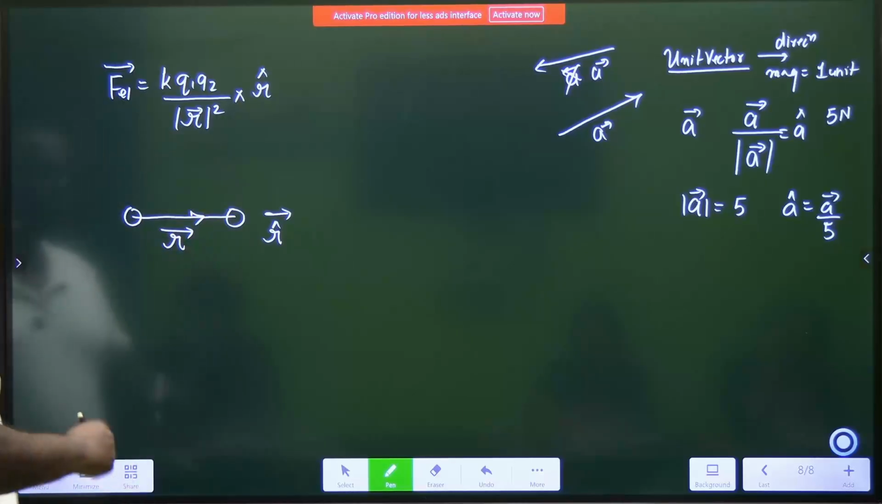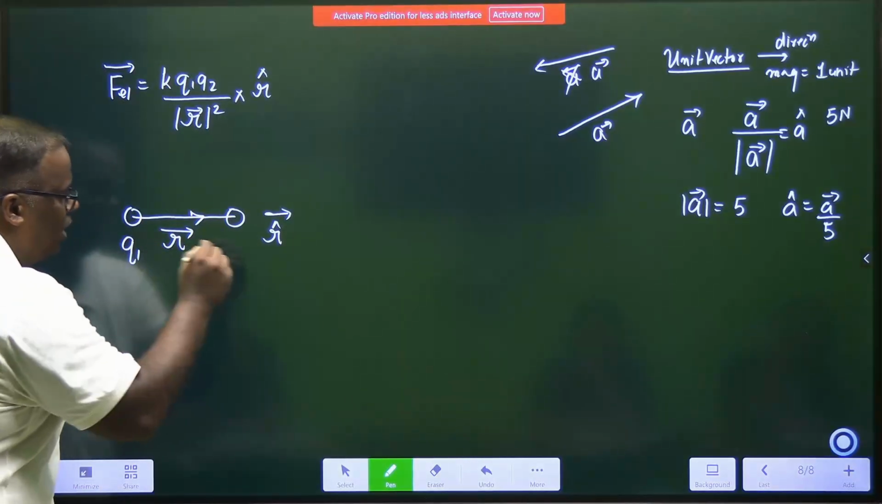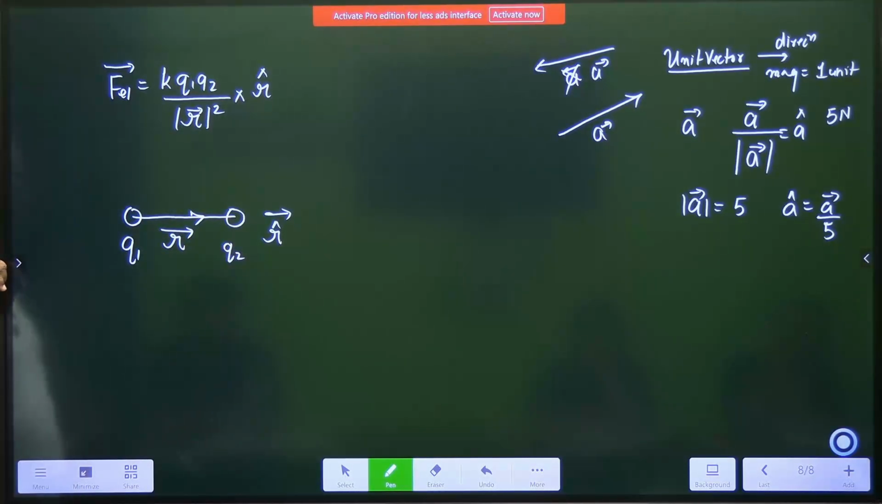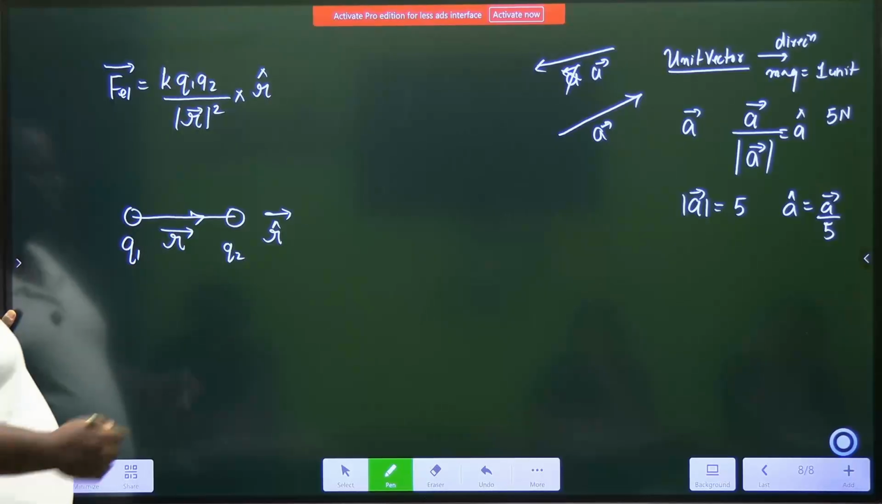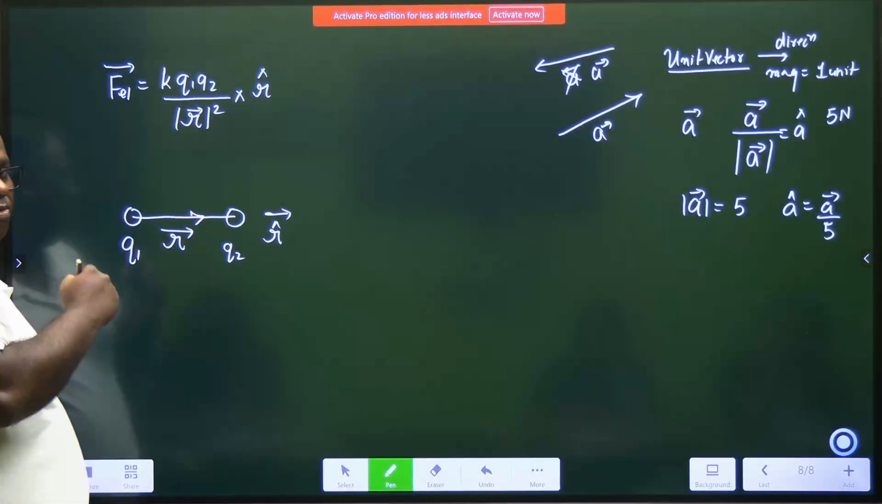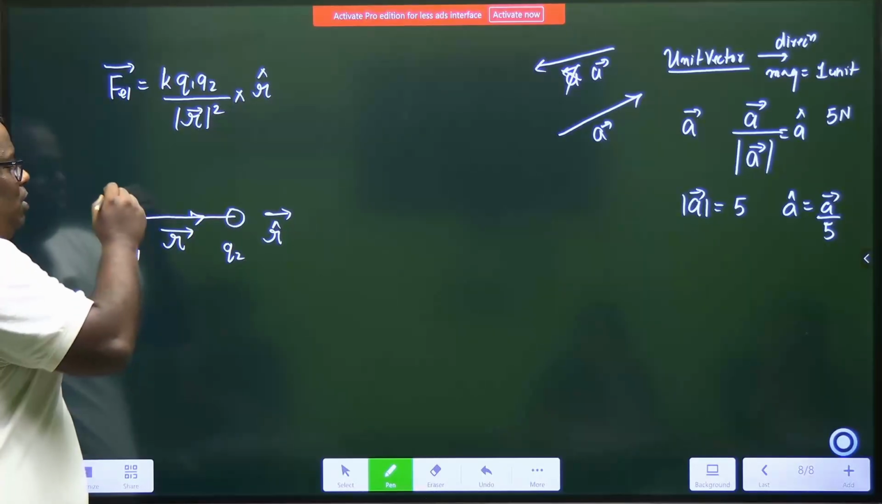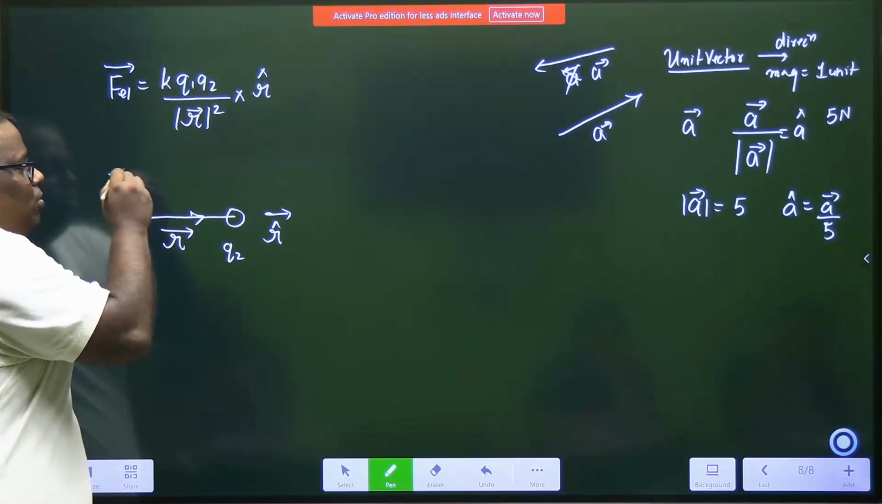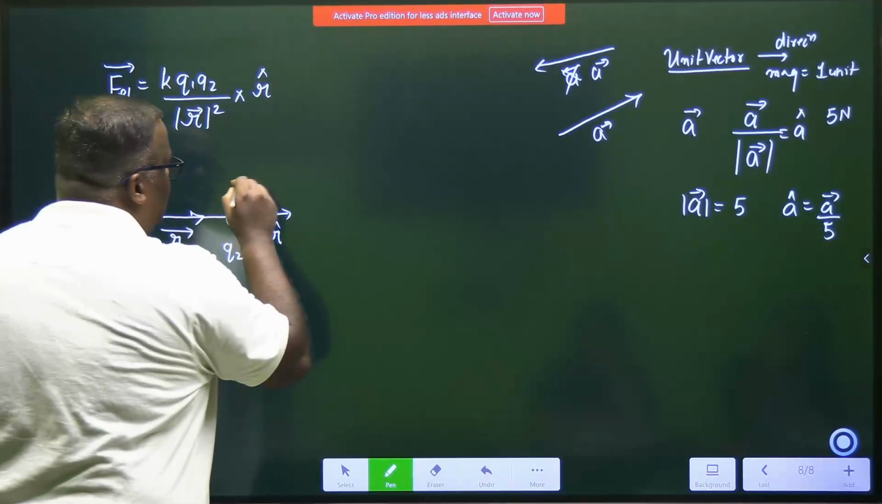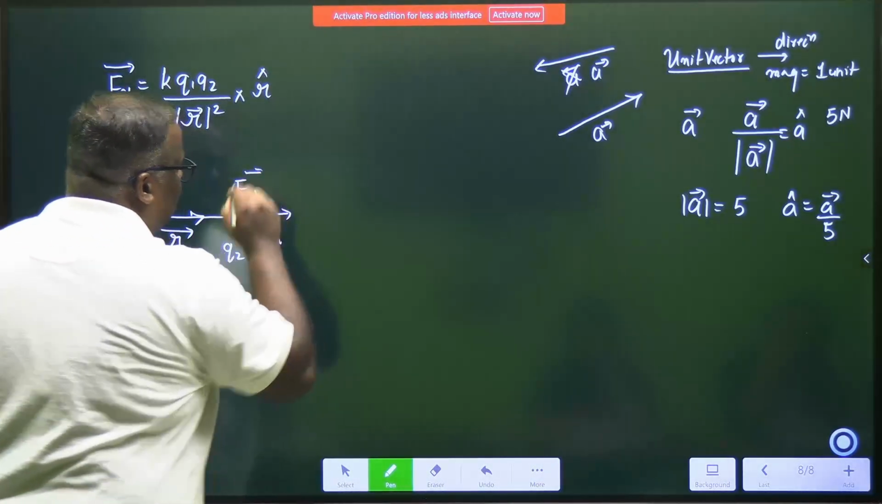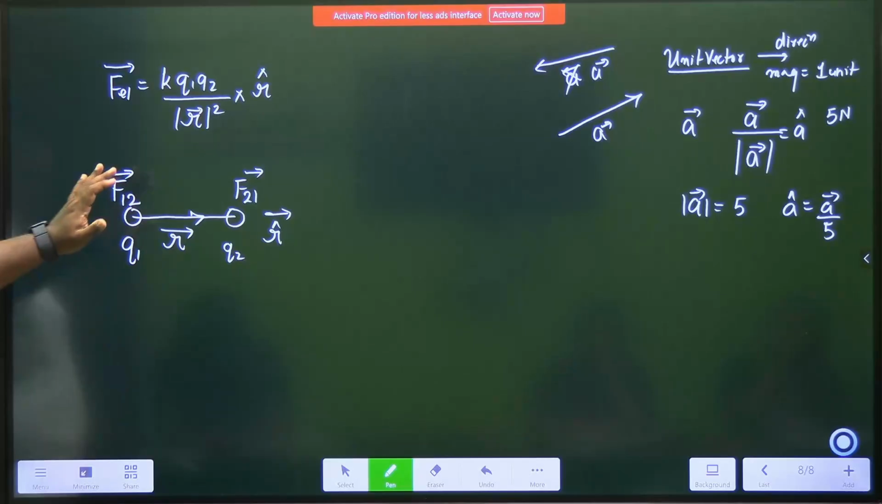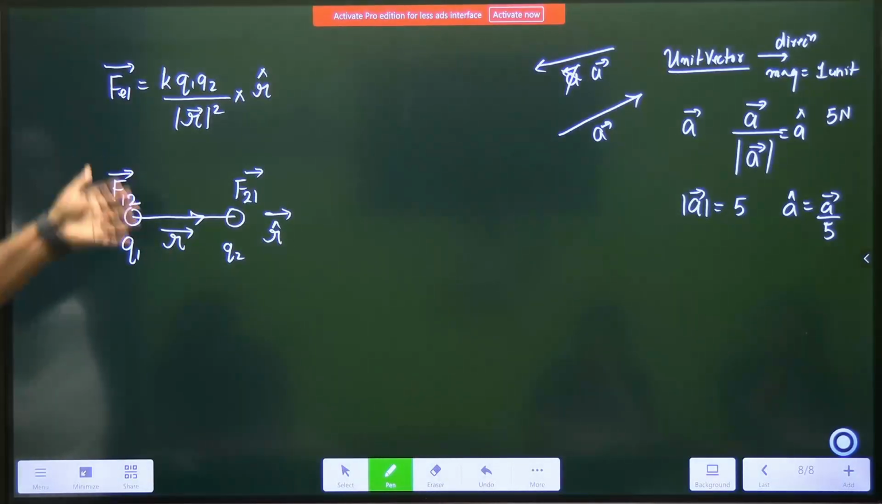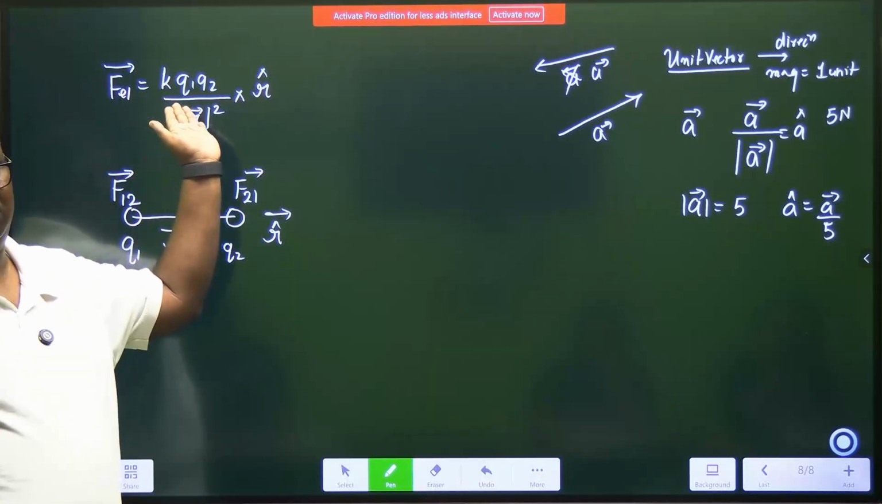Now what we will do, we will take the charge q1 and the charge q2. You can't have just an F electric now. Now our forces will be either force on 1 due to 2, or force on 2 due to 1. Either one force we will express in Coulomb's law, whose magnitude is the same as the electric force.